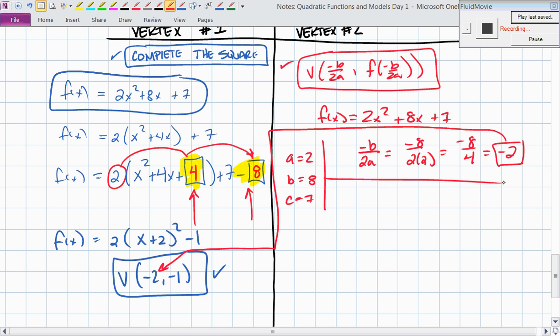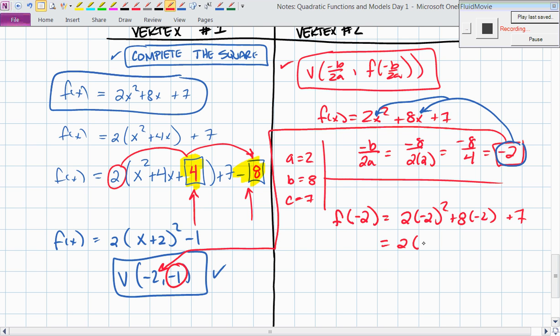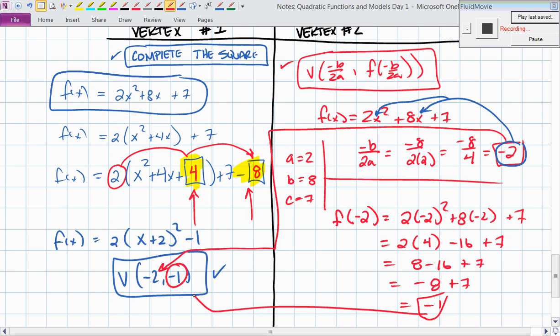No way. Okay, great. Well, then how do I get the −1 out of this? I get the −1 by taking the value of −2 and resubstituting it back into the original equation. So my function is essentially me evaluating f(−2). That would be 2 times (−2)² + 8 times (−2) + 7. This is 2 times 4 − 16 + 7. This is 8 − 16 + 7. Oh my gosh, that's −8 + 7. Holy cow, that's −1, which is exactly what it says right there.